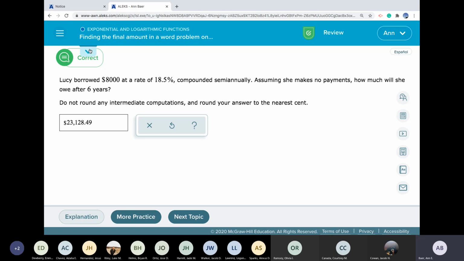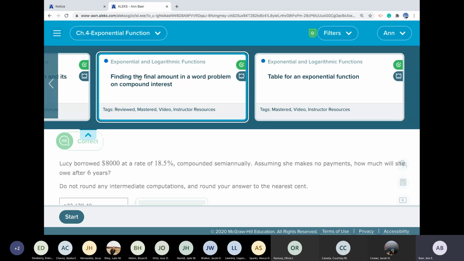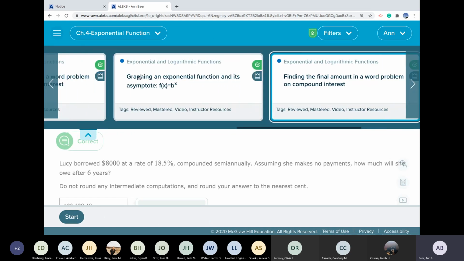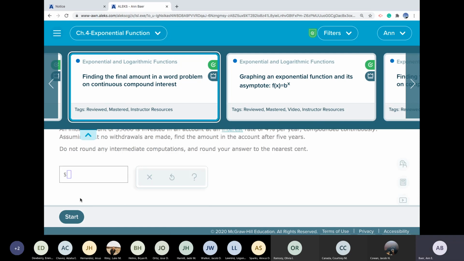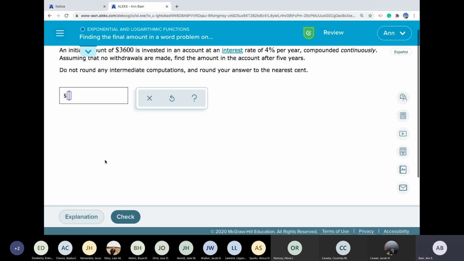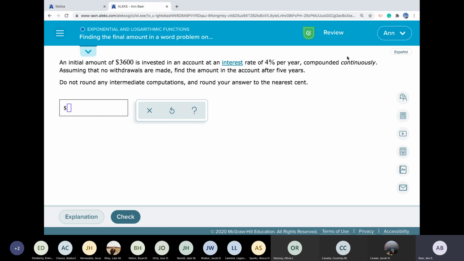The reason why I'm reading this to you is because I want to go look at another compound interest problem. Here's the one I want to show you. In this problem, you see the word continuously. That's how you know that you don't use the formula that we just used. You use the other formula. That's how you're going to be able to decide which formula to use, whether it has the word continuously or not.